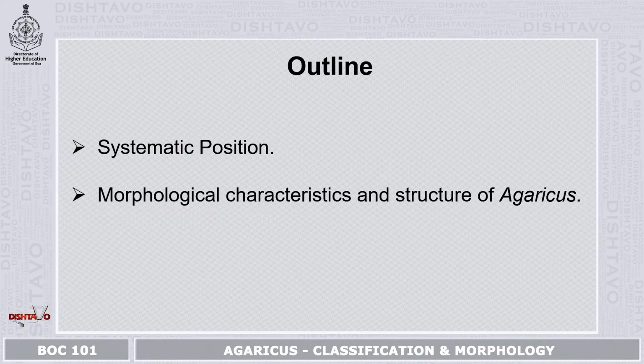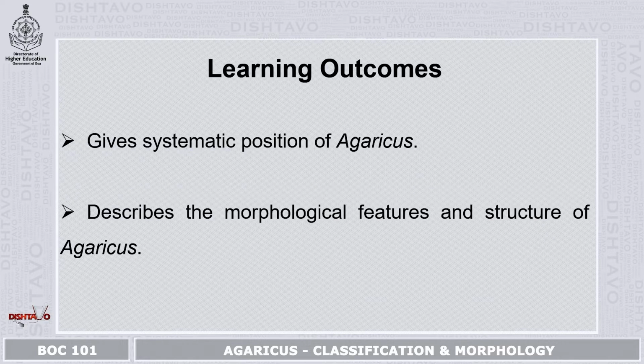The outline of the module: systematic position, morphological characteristics and structure of Agaricus. The learning outcomes. Once the student completes this module, the student will be able to give the systematic position of Agaricus, describe the morphological features and structure of Agaricus.